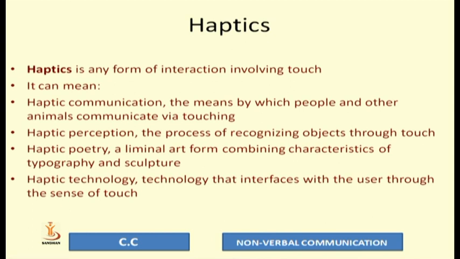As we can see on this slide, haptics is any form of interaction involving touch. It can mean haptic communication, the means by which people and other animals communicate via touching. Haptic perception, the process of recognizing objects through touch. Haptic poetry, a liminal art of combining characteristics of typography and sculpture. Haptic technology, technology that interfaces with the user through the sense of touch. So as we can see, wherever touch is used, within the form of perception, poetry or technology, it means touch. It means haptic.